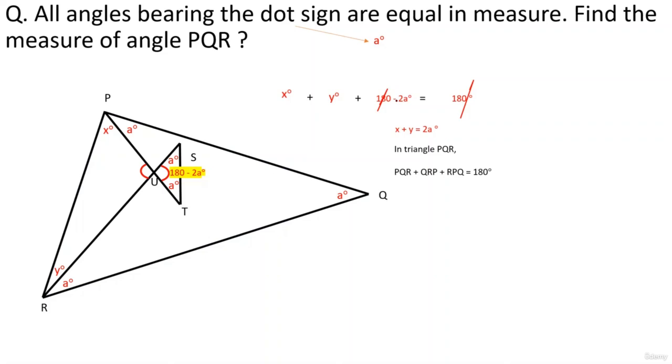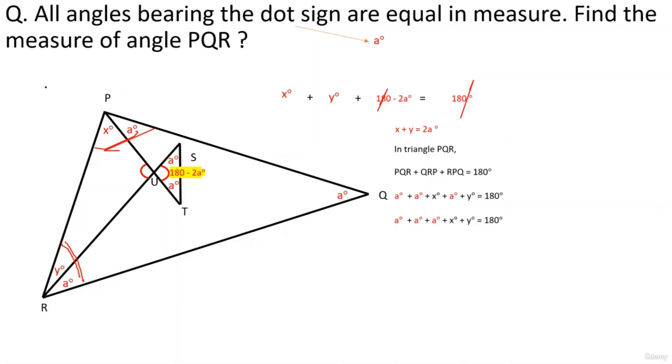All right. Now guys, PQR तो A के बराबर ही है. You can see in the diagram. QRP जो होगा guys, QRP किसके बराबर होगा? QRP A plus Y के बराबर होगा, right? And RPQ किसके बराबर होगा? X plus A के बराबर होगा, right? So you put in the values, and you will get 3A plus X plus Y equals 180 degrees.